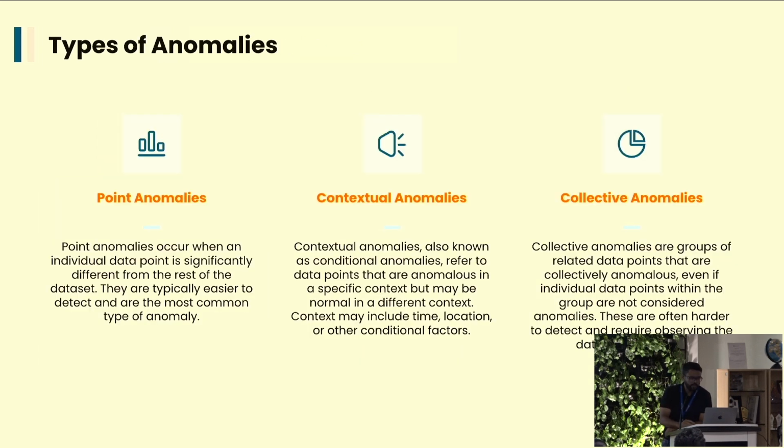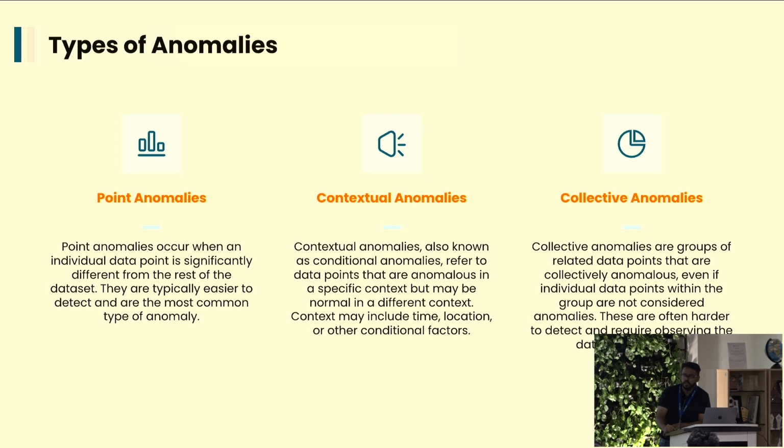Now, coming to the types of anomalies, to give a context: point anomalies occur when an individual data point differs significantly from the rest. As I said, the heartbeat, or the glucose level. Anything could be this. This is typically easier to detect. This is the most common type of anomaly. And contextual anomalies are anomalous in a specific context, not always.